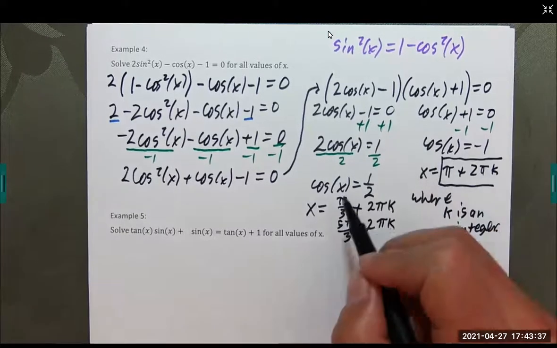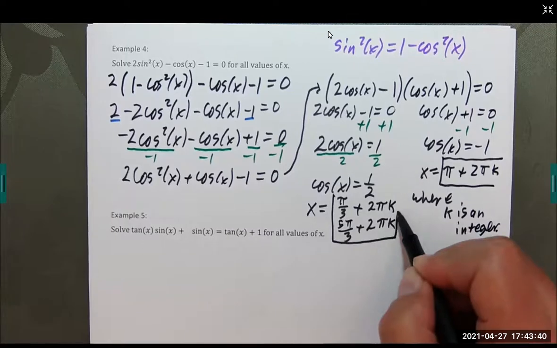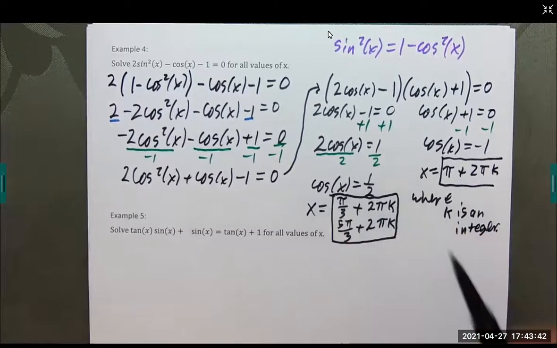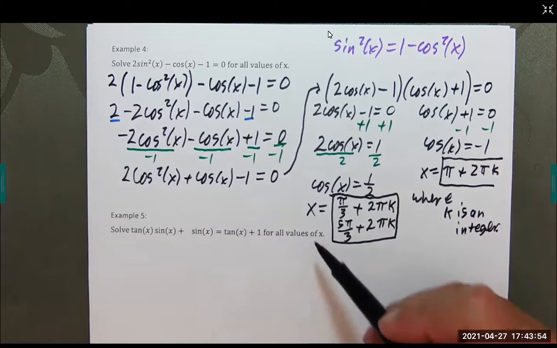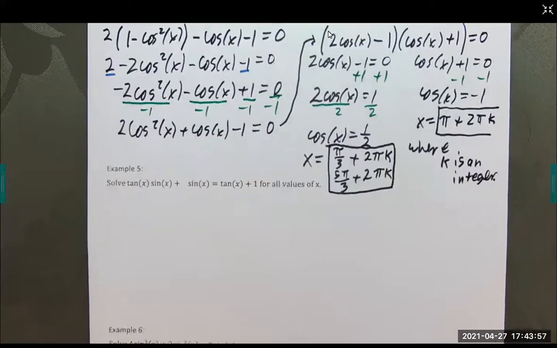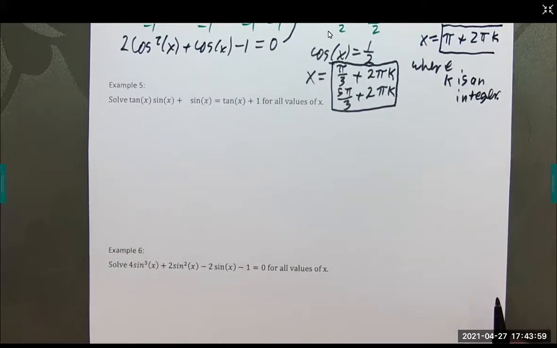Remember, when you're adding or subtracting 2 pi, that just means you're going all the way around the circle once and ending up in the exact same spot. So we're getting all of the coterminal angles as we do this. So k can be 0, k can be 1, can be -1, 2, -2, and so on. The next two are going to have the same set of rules where we're looking for all values of x.